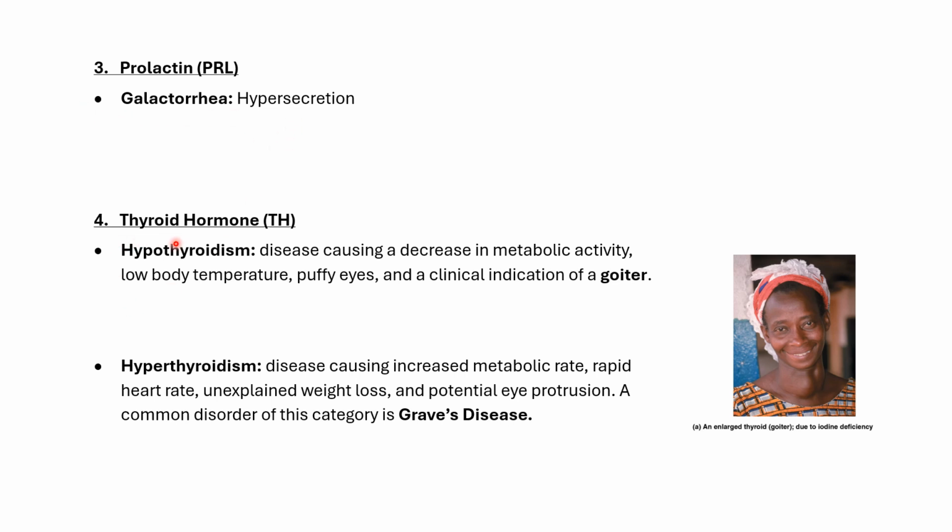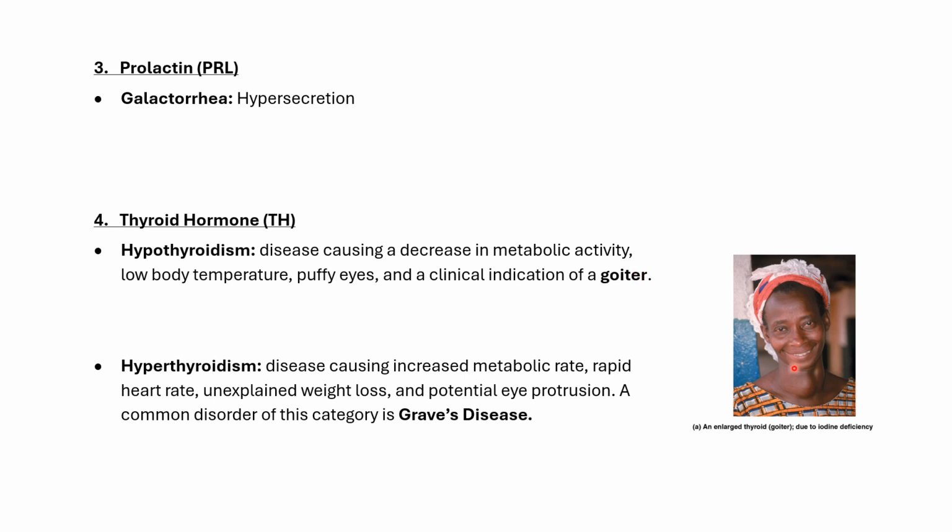Then we have thyroid hormone. There are two conditions given in your manual: hypothyroidism and hyperthyroidism. What happens in hypothyroidism? Thyroid hormone is associated with metabolic activity. So when there is a lower amount of thyroid hormone, the metabolic activity will decrease, body temperature will be low, the patient will feel cold, they have puffy eyes, and sometimes they develop goiter.